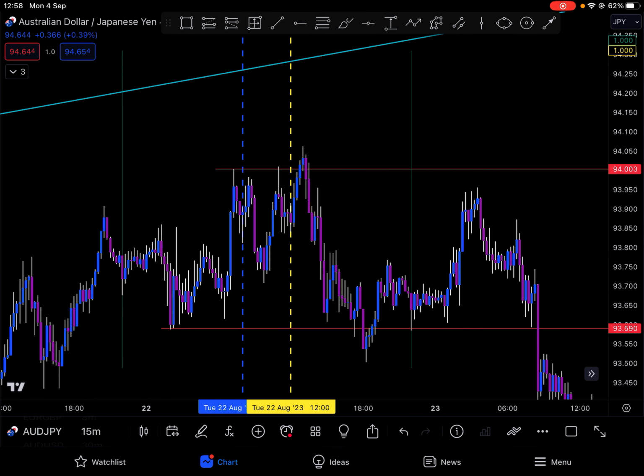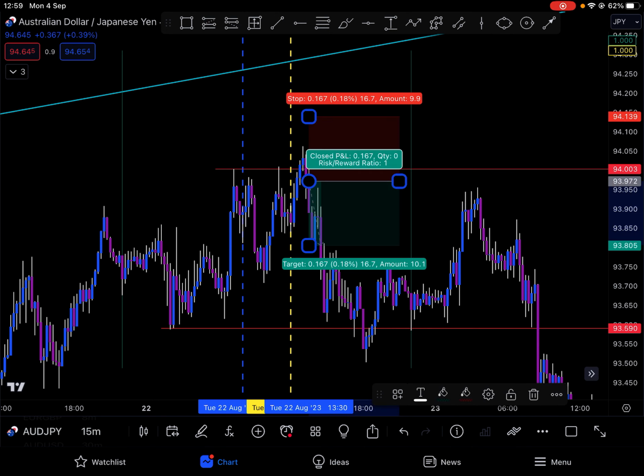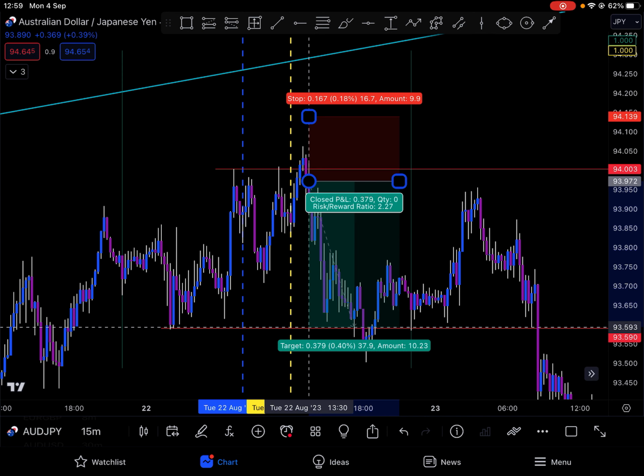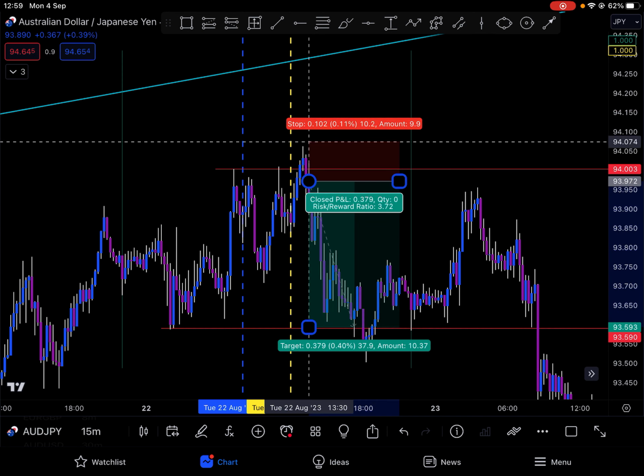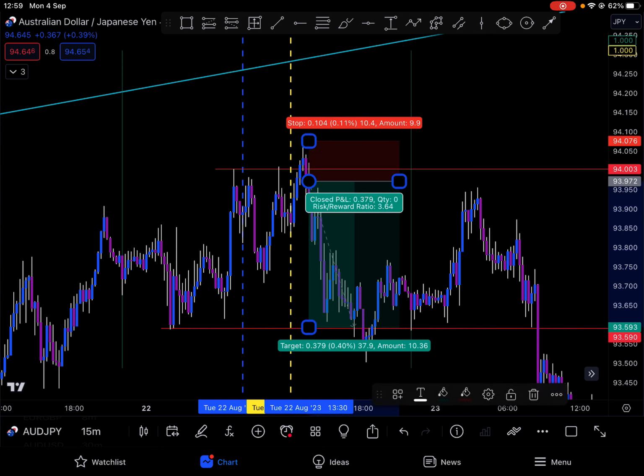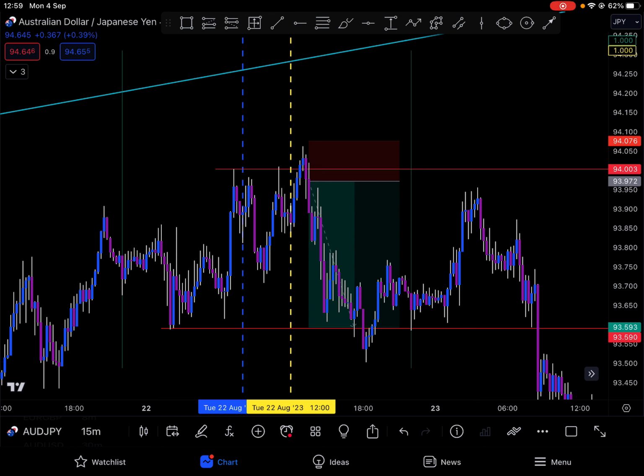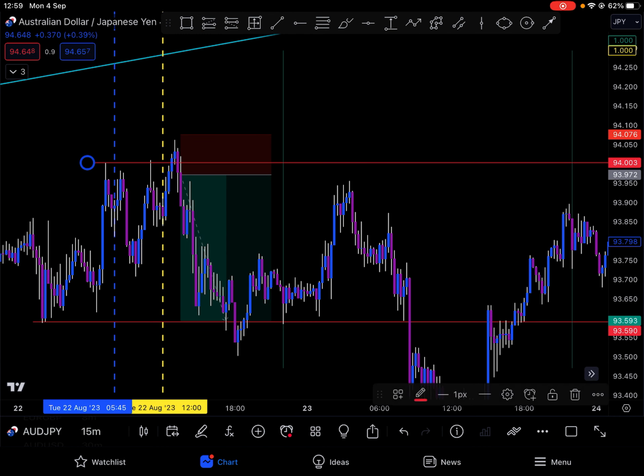So we could see that on this day. That was a Tuesday. We caught the trade nicely, nice and clean, with a 10.4 pip stop loss. So we move on to the next day. That was a Wednesday.